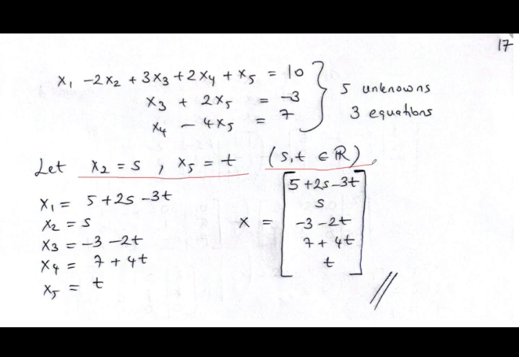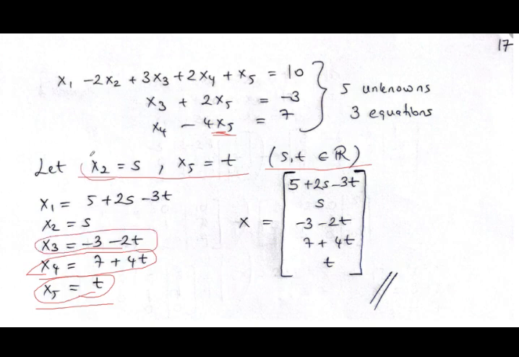And then once we assign these unknown parameters, the rest of the variables also follow. So if x5 equals t here, you can solve for x4 as 7 plus 4t. This is the parameterization. And then what about x3? x3 equals minus 3 minus 2 times x5, but x5 is just t. So that gives you x3.